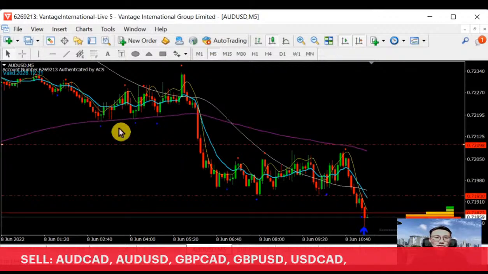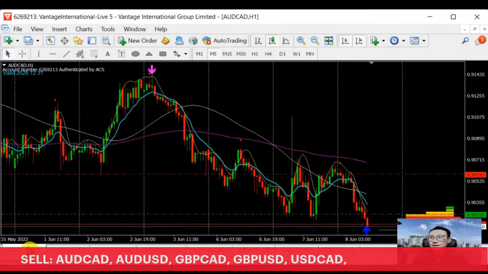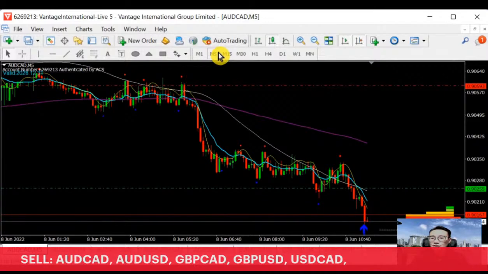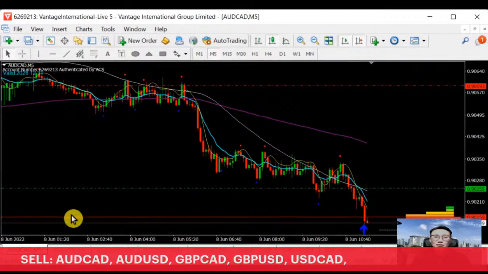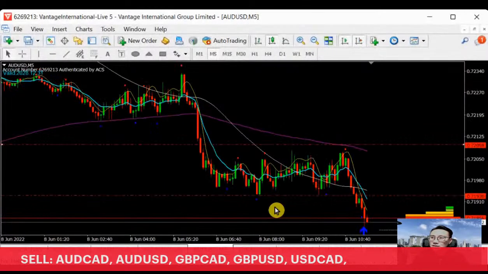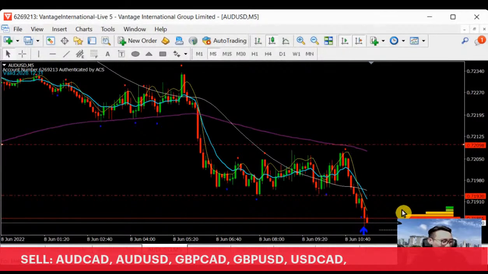So that's one of them. Aussie cat is another one. Congratulations, very good. Well done. So Aussie cat is another one, and Aussie dollar. Now pound cat, let's take a look at pound cat. Today is my first trade and it ended in profit. Very good. Well done.